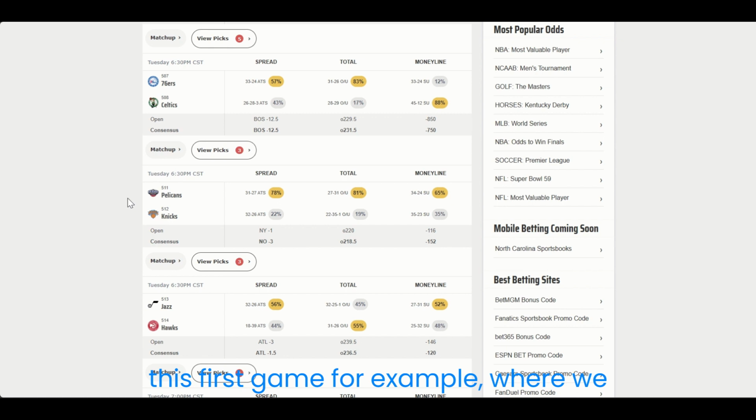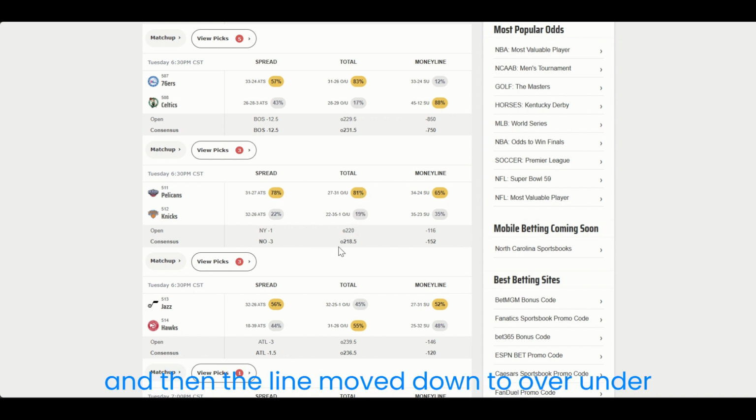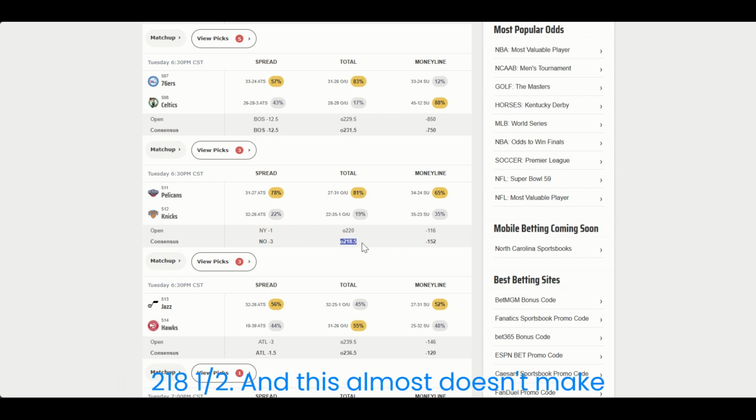So let's look at this first game, for example, where we have the Pelicans versus the Knicks. This game opened up at over/under 220 points, and then 81% of the public betting population chose the over. And then the line moved down to over/under 218.5. And this almost doesn't make sense.